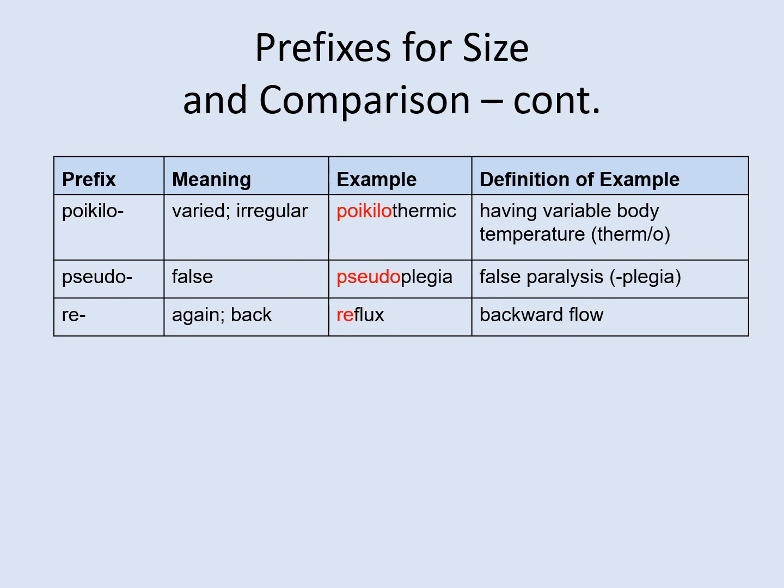And more for size comparison on prefixes. This one you don't see that often, but poikilothermic, having variable body temperature. Pseudo is false. Pseudoplegia would be false paralysis, plegia being paralysis. And re is back again, as in reflux or backward flow.